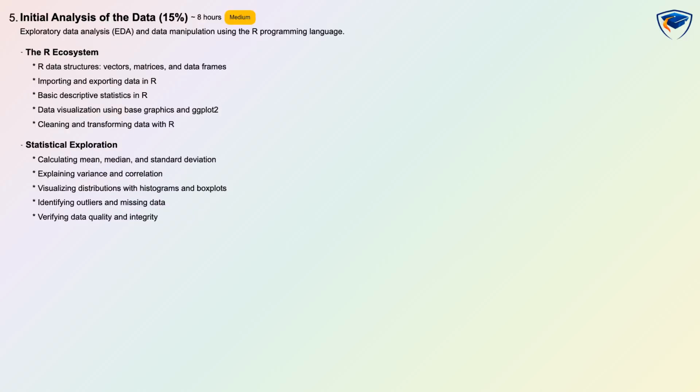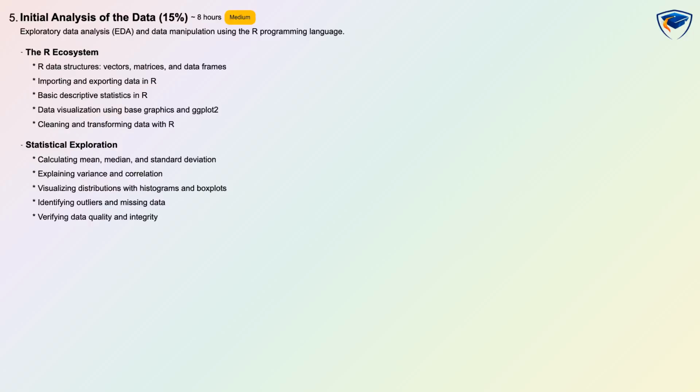Domain 5, Initial Analysis of the Data is all about exploratory data analysis, EDA, and data manipulation using the R programming language. You'll learn about the R ecosystem, R data structures, importing and exporting data in R, basic descriptive statistics in R, data visualization using base graphics and ggplot2, cleaning and transforming data with R, calculating mean, median, and standard deviation, explaining variance and correlation, visualizing distributions with histograms and box plots, identifying outliers and missing data, and verifying data quality and integrity.